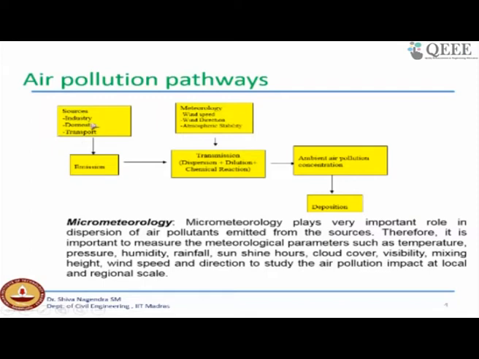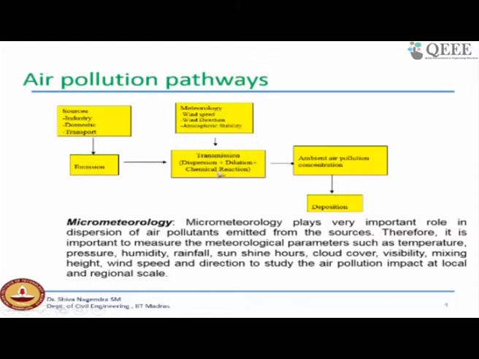So there are different sources we discussed yesterday: the industrial emissions, domestic emissions, and transport emissions. If you try to quickly recollect, about 60 to 70% of the emissions in the urban area are contributed by the transport sector or vehicles, about 10% from domestic or other emission sources, and about 20% from the industrial sources.